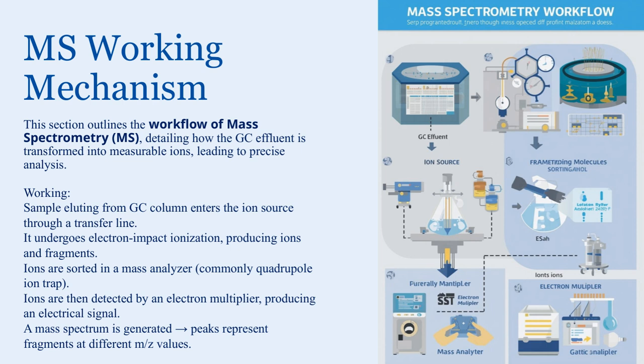Here, the ions are sorted based on their mass-to-charge ratio, or m/z. After sorting, the ions are detected by an electron multiplier, which converts the ion signals into an electrical signal. This signal is then used to generate a mass spectrum, where the peaks correspond to different fragments at specific m/z values. This entire process allows us to analyze complex mixtures with high precision, linking back to our overall theme of detailed molecular analysis.